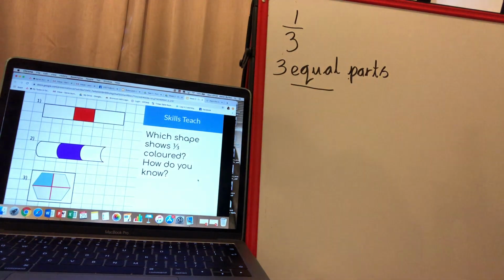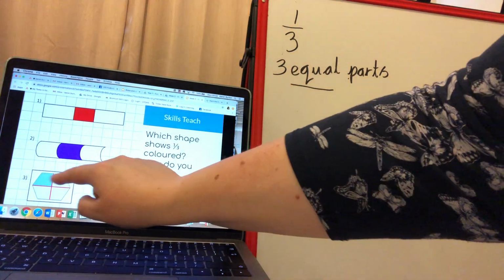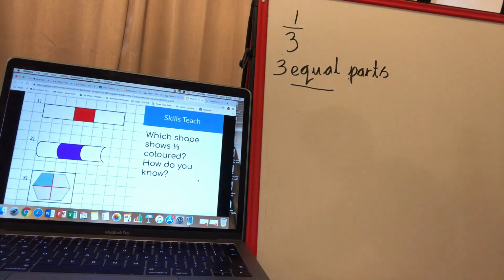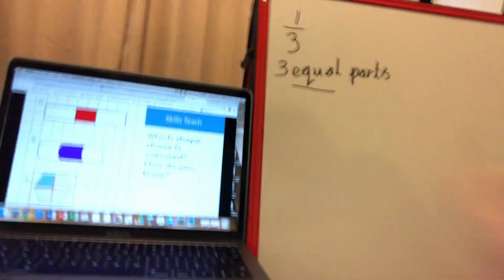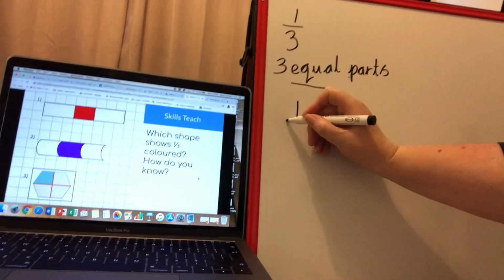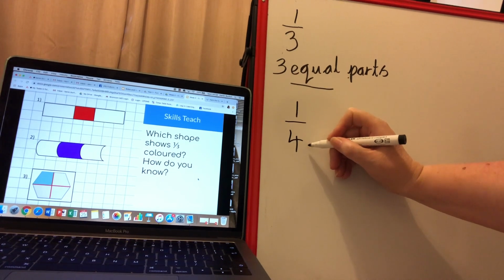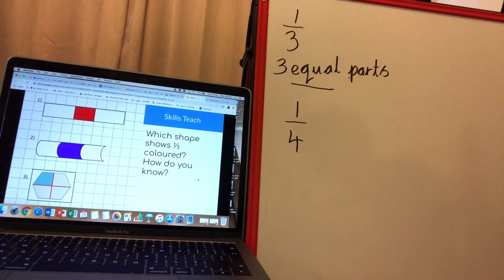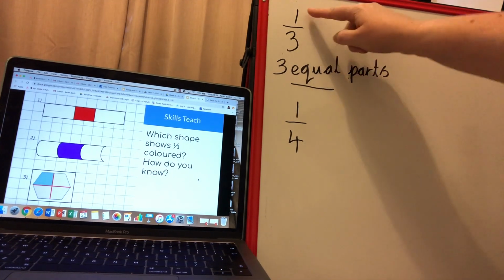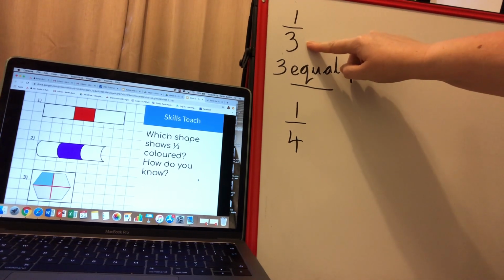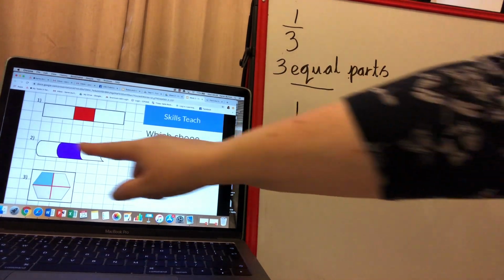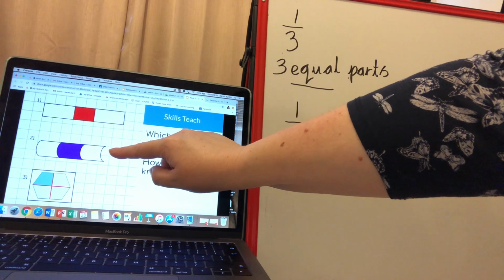Let's look at number 3. 1, 2, 3, 4. That's split into 4 parts, isn't it? That's 1/4. Okay, if I write 1/4 on the board, you can see you would need 1 part out of 4 parts coloured. But we're not looking for 1/4, we're looking for 1/3. 1 part coloured out of 3 equal parts. So the answer is number 2 is correct.